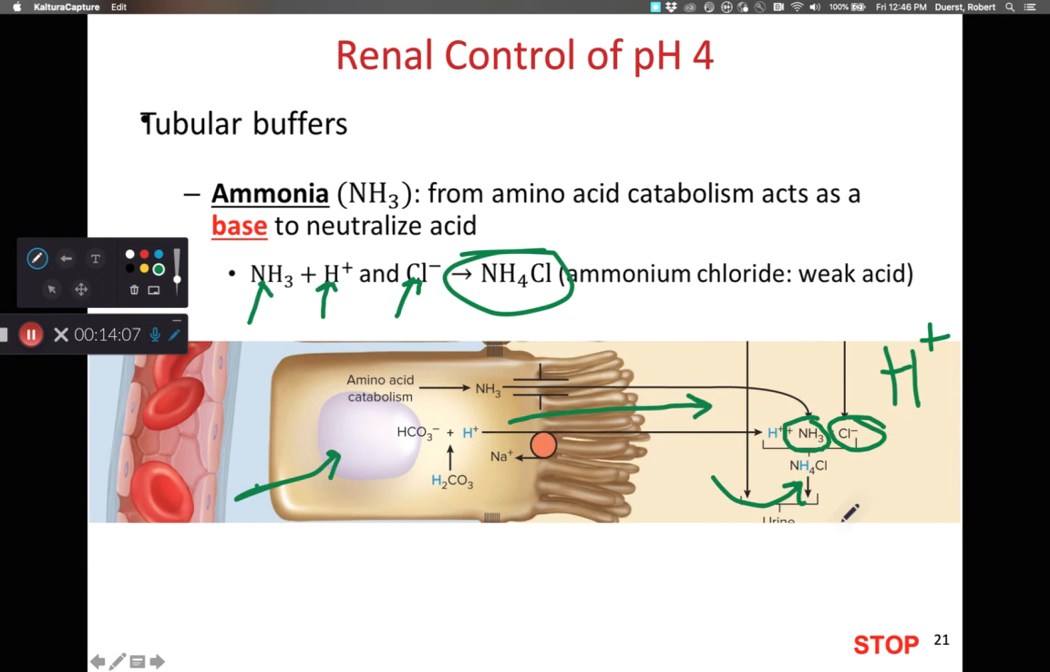So that is respiratory and renal control of our blood pH and body's pH.